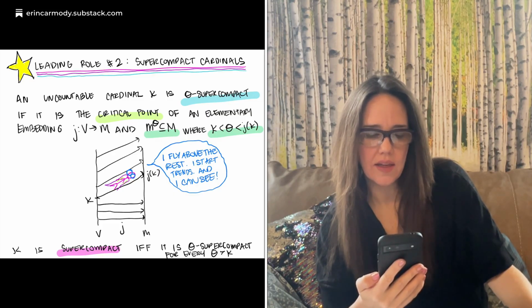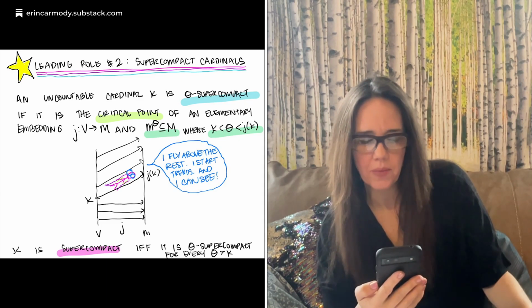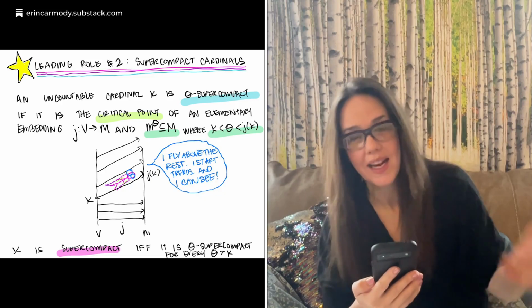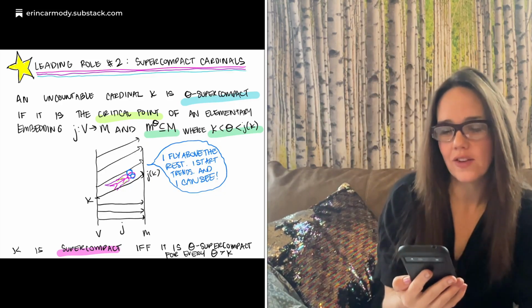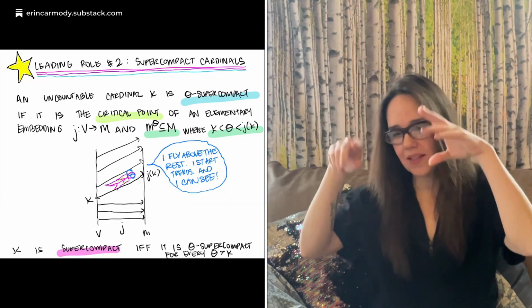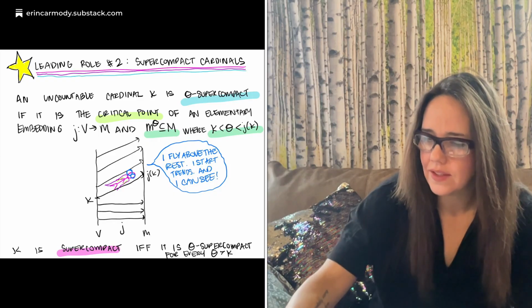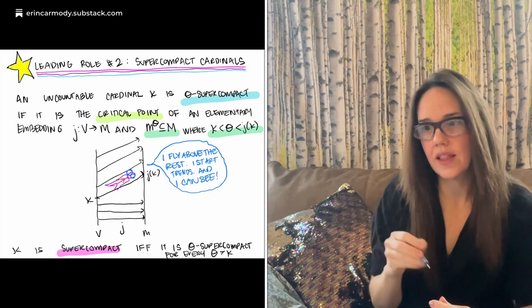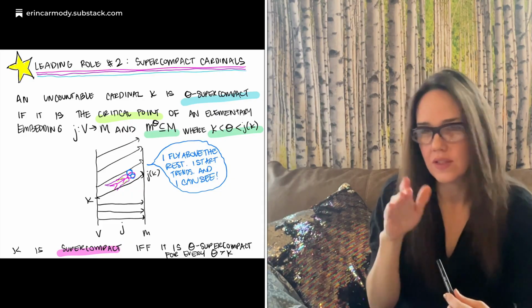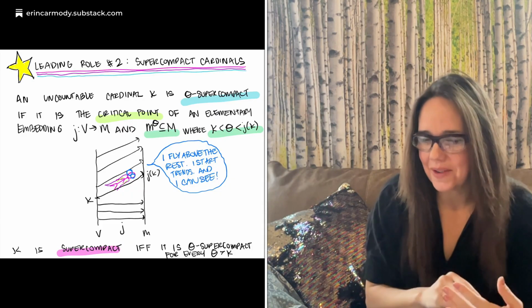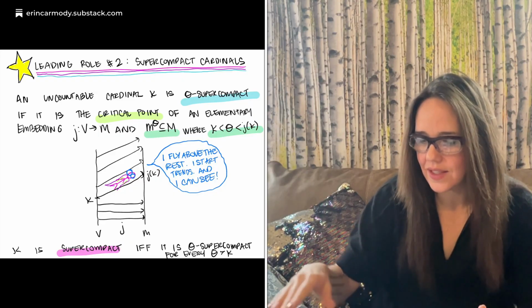And so the guy is saying, I fly above the rest, I start trends, just like measurable cardinals, and I can see too. So the supercompact cardinal has these glasses on. The M to the theta subset of M means that any sequence of length theta with elements that are in M, that whole sequence is in M. And we could talk more about that. I believe if it's measurable, it's already kappa supercompact. So we'll talk about that next week.